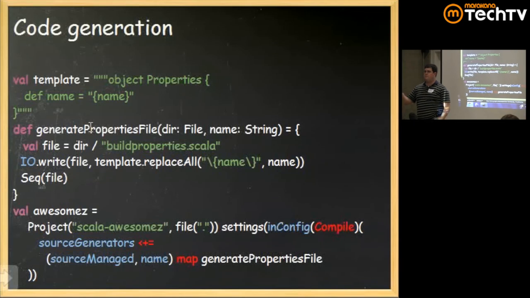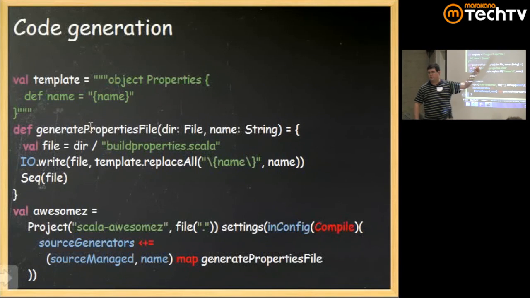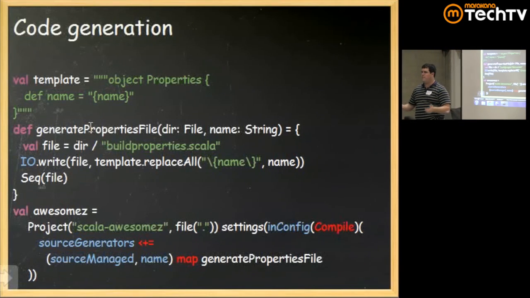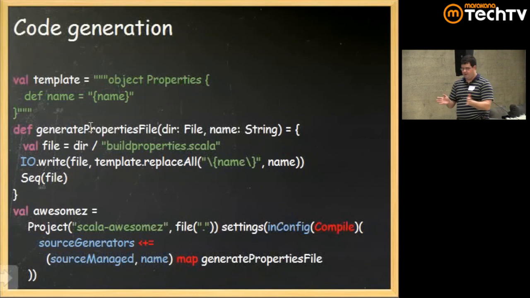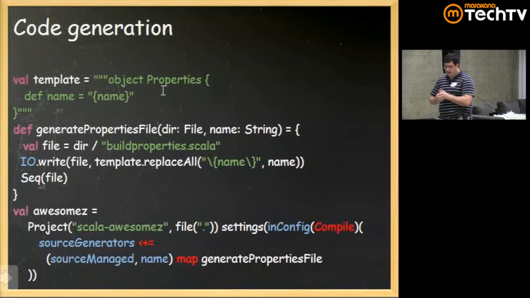So if I wanted to have a bunch of other things in the property, I'd have to have a bunch of other methods. Maybe I have a map of things that I write. Anyway, the point is I'm generating a Scala file, and I'm using io.write to write it. And I return a sequence of files here. Generate properties file is going to return that sequence.